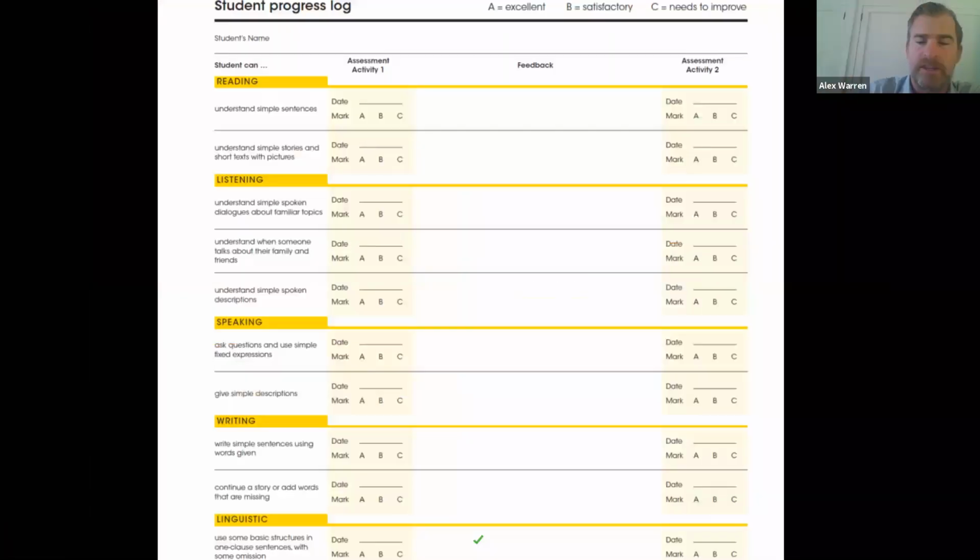So, you know, we have the student progress log where we can see, I'm going to get my highlighter. So we've got here the assessment 1, the feedback I gave at that time, and then at a later date, I do the assessment again. So A, excellent, B, satisfactory, C, needs to improve. Same for the listening, speaking, writing, and linguistics as well. So it just means that I can make sure they've remembered what we taught. And if we need to go back and do it again, I can adjust my teaching to do that.